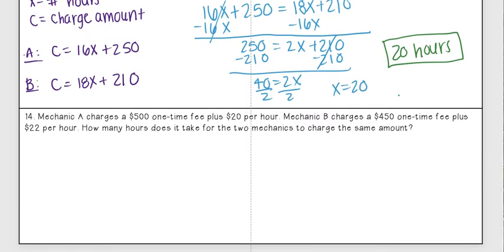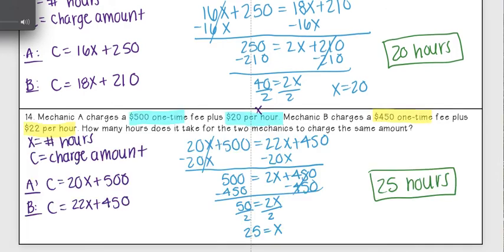Okay, number 14 is very similar to that last one. I want you to go ahead and pause the video and try doing that one on your own. So the answer that you should have gotten here was 25 hours. Setting up the same way, your two equations should have been 20x plus 500, and the other one should have been 22x plus 450. And when you solve that, you get 25 hours.